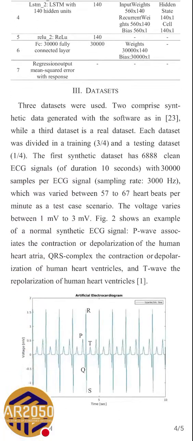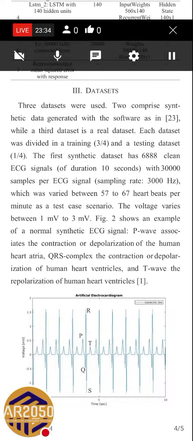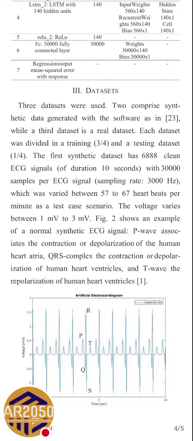Now comes the part about the dataset. What kind of dataset did they use for denoising? They used a total of three datasets. Two comprise synthetic data generated with software, while the third dataset is a real dataset. So they synthesized a dataset; they created their own simulated ECG signals. But the third dataset was a real dataset which contains actual ECG recorded from patients, and each dataset was divided into training, 3 by 4, and testing, 1 by 4.